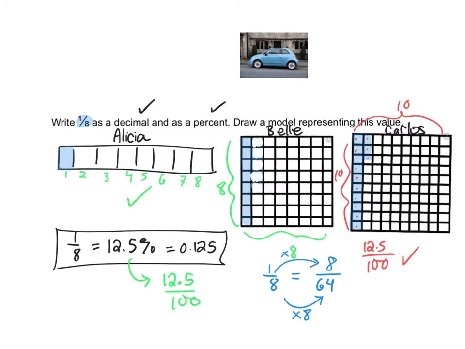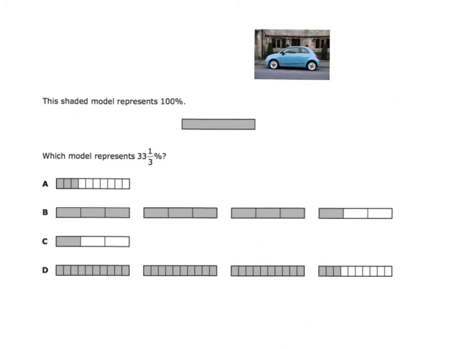So now we have 3 different ways to model this same value. Each of them shows 1/8. Each of them also shows 12.5%, or 0.125, 125 thousandths, because these are equivalent values. 3 ways of showing the same thing. Now that we've talked a little bit about percent models, could you figure out which of the models below represents 33 1/3%?